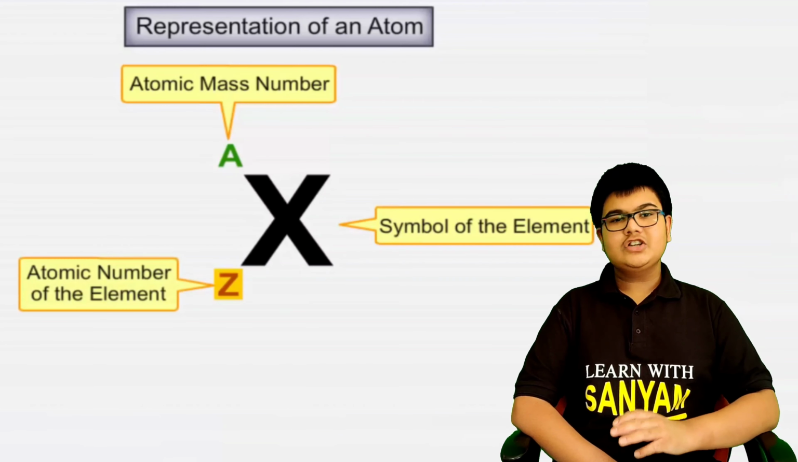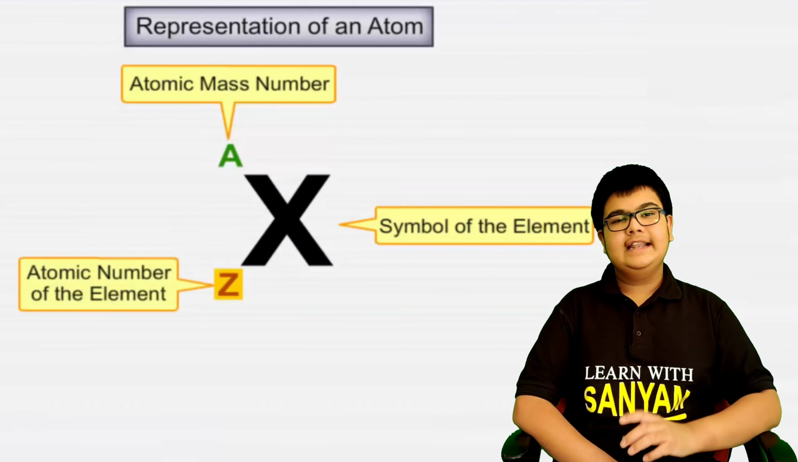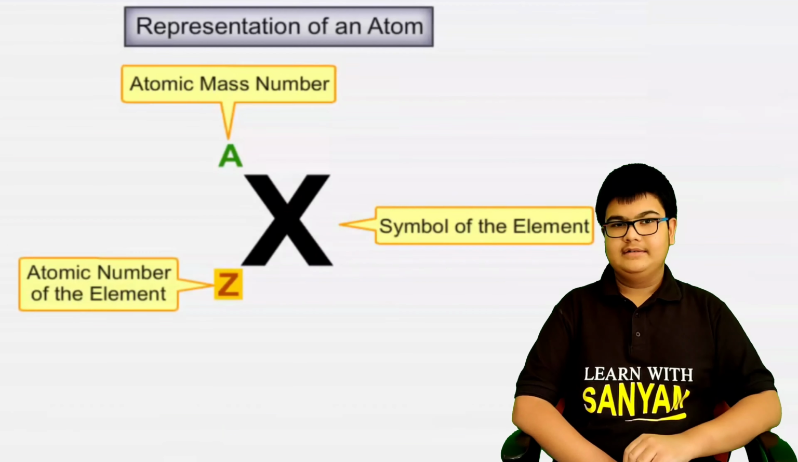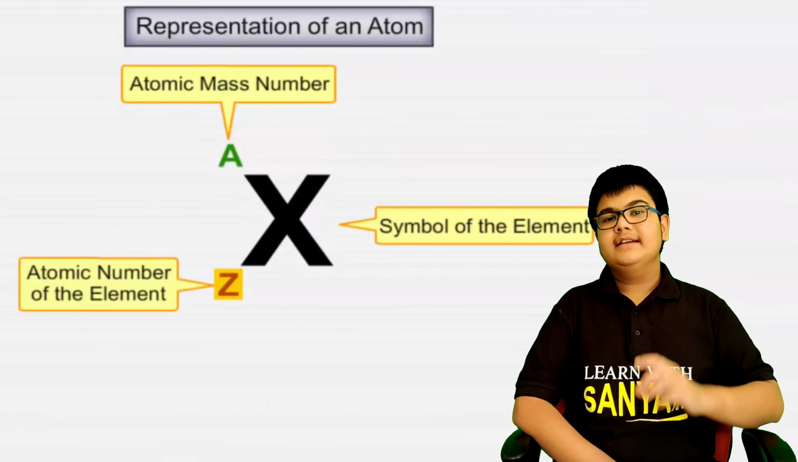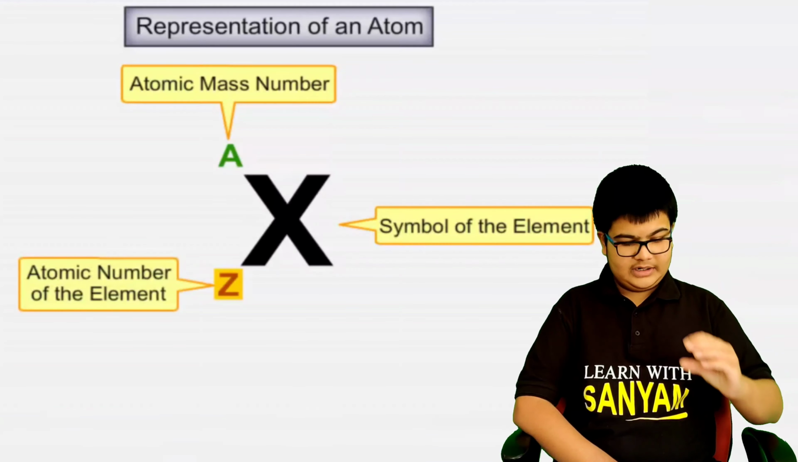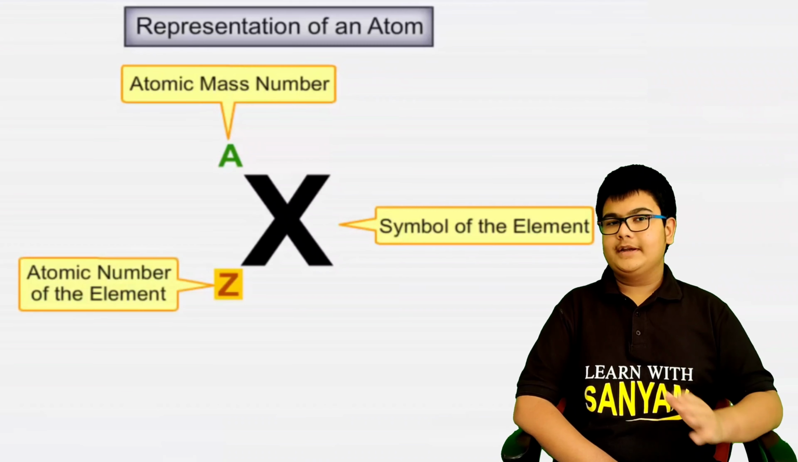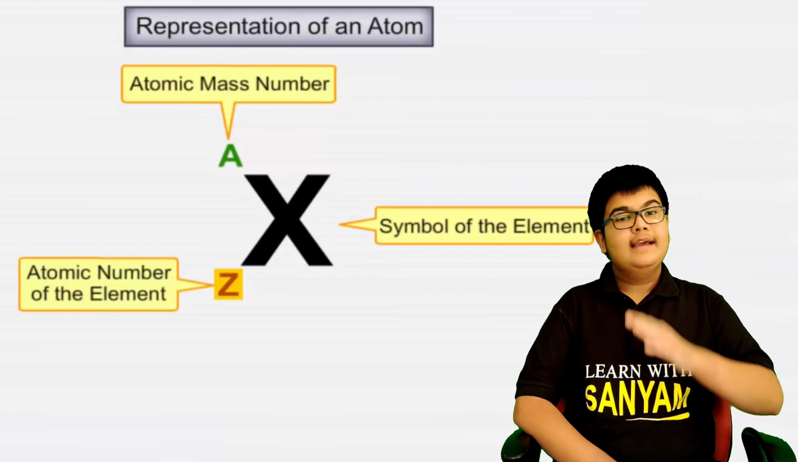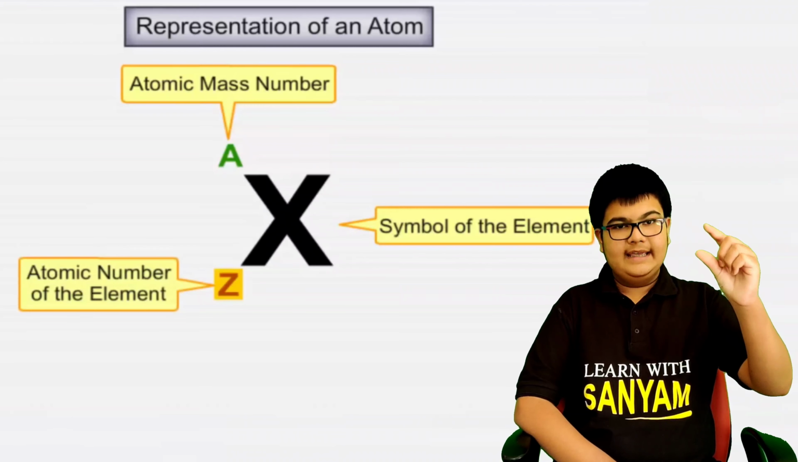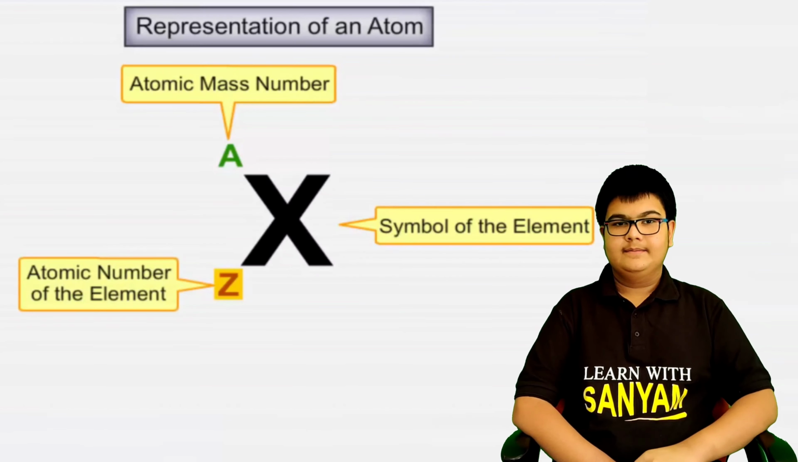So for representation of an element, the symbol of that element is written in the center. Then on top of that symbol we write the mass number, and on the bottom corner we write the atomic number. So a sample representation would be X, with A on the top and Z on the bottom.